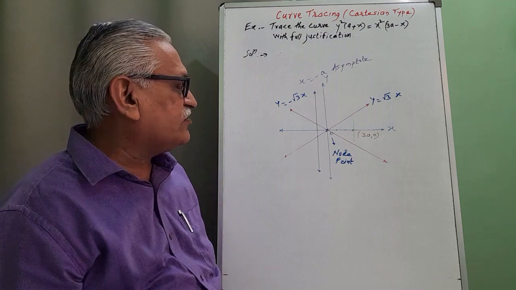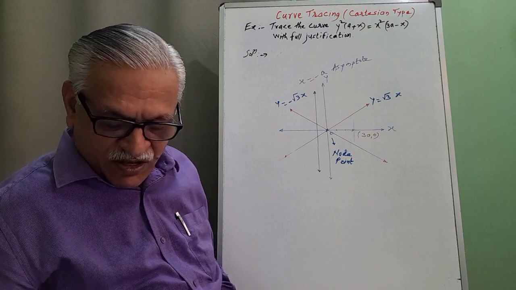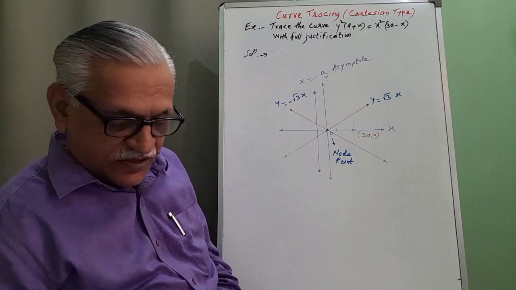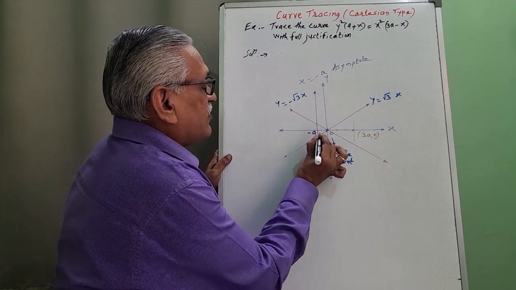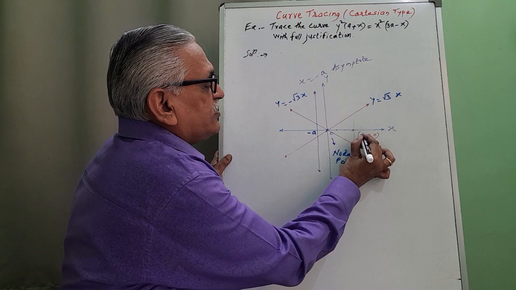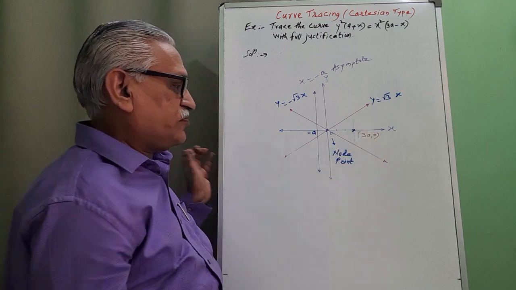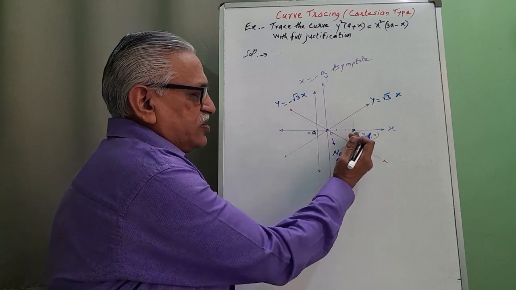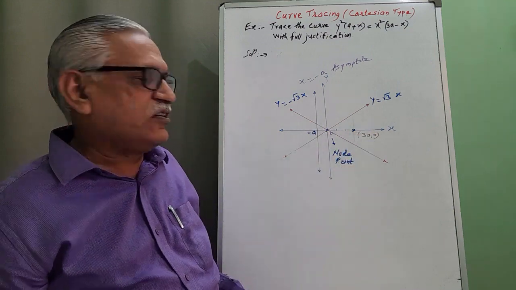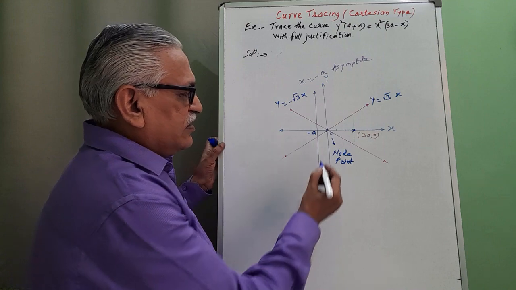Then the region where curve exists or where curve does not exist. This point is minus a, 0, and this point is 3a, 0. Region is in between minus a to 3a. We have to draw that curve between these two lines.